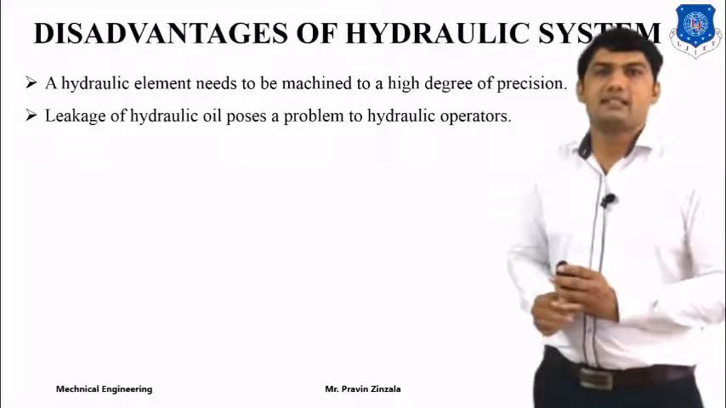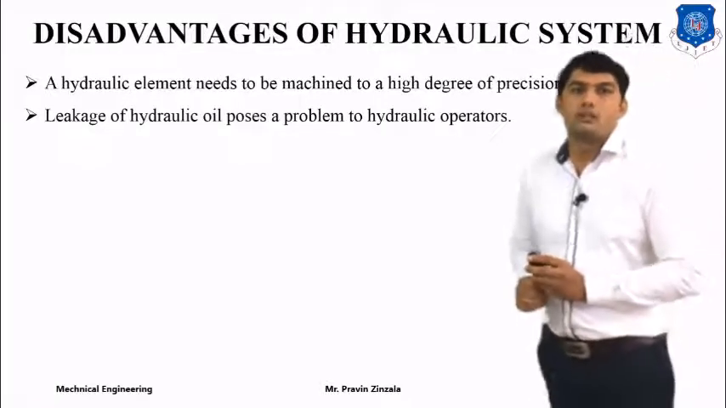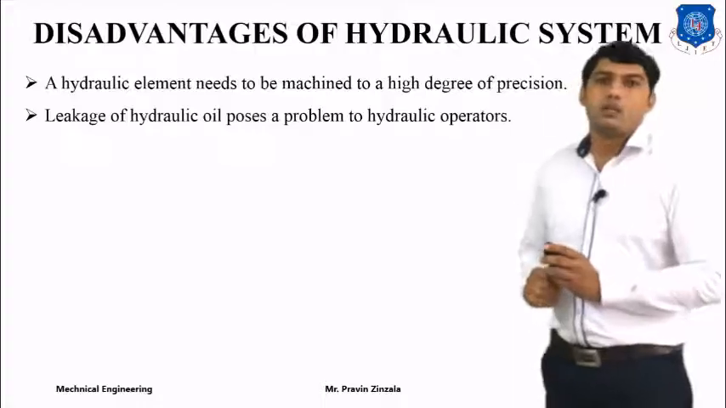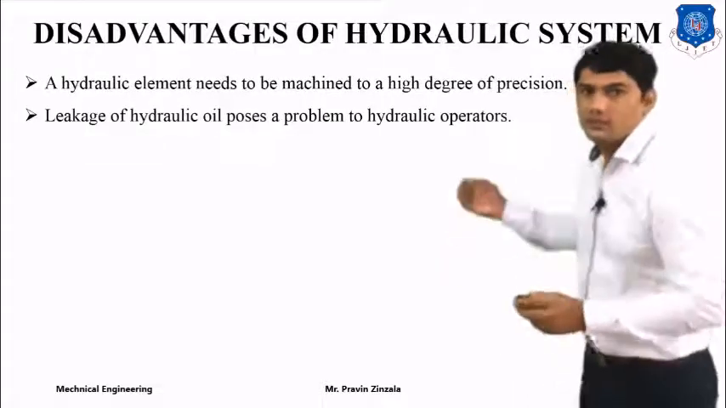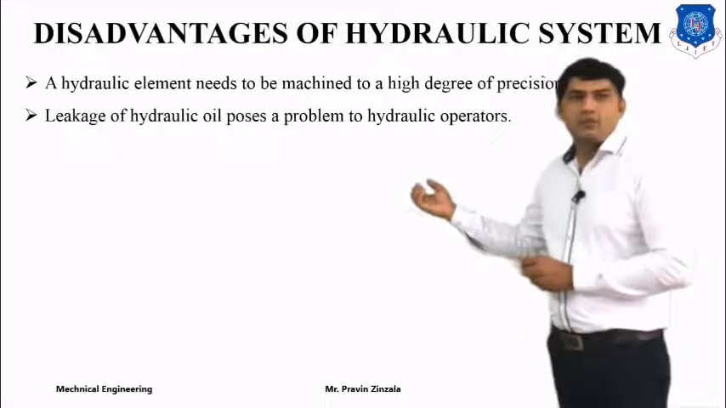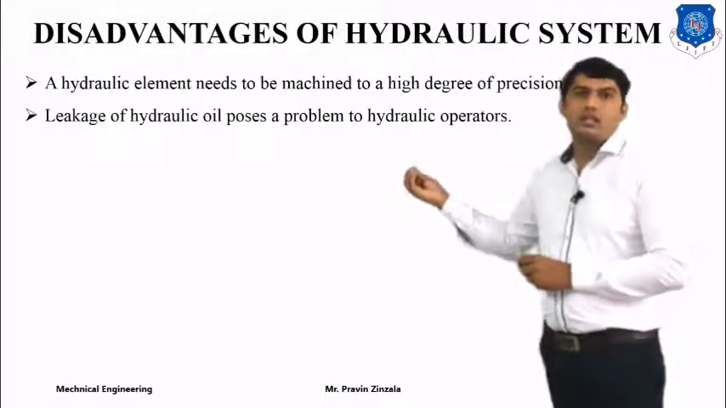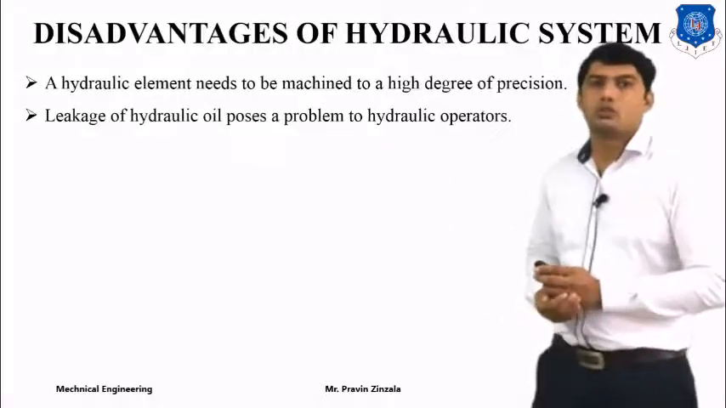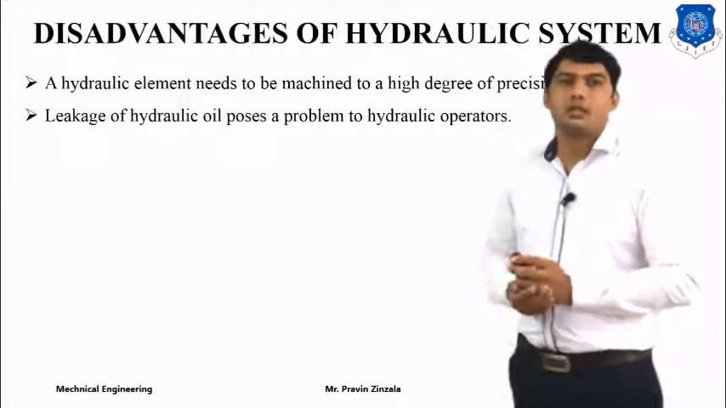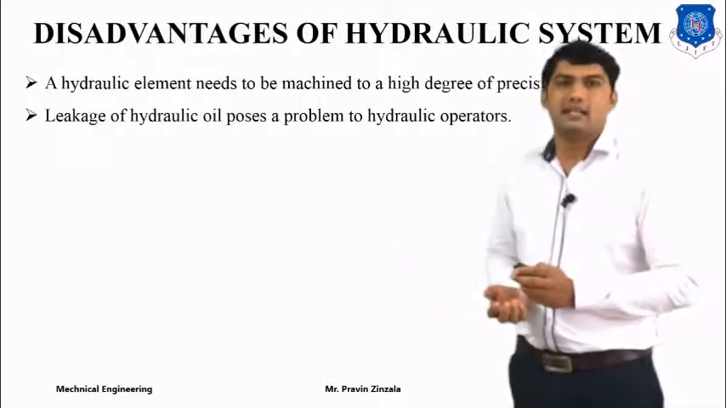The next disadvantage is that leakage of hydraulic oil poses a problem to hydraulic operators, because the hydraulic oil is flammable and also toxic. So it will create problems for the operator. The leakage of a hydraulic system can create accidents, including harm to humans.